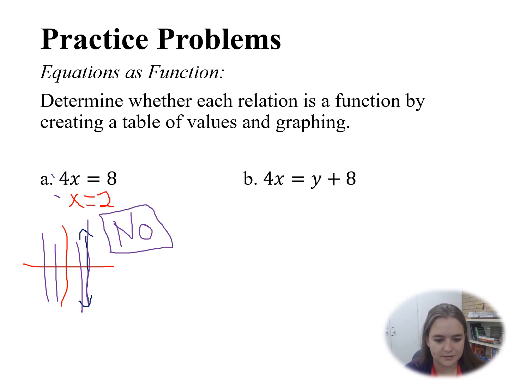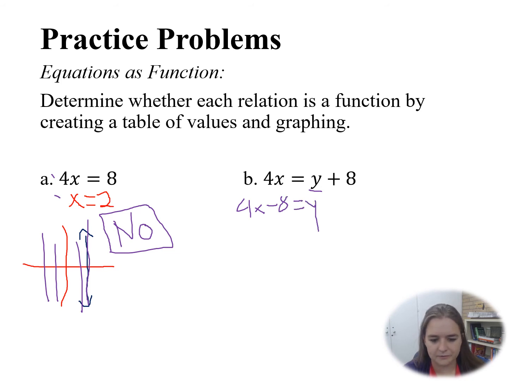So now let's practice with a different one. This one here, I have 4x = y + 8. So a similar looking equation here, but now I see 2 variables, so creating a table of values makes sense. Before I do that though, I want to isolate my output value. I want to isolate the y, so I'm going to take away 8 from both sides, and I get 4x - 8 = y.